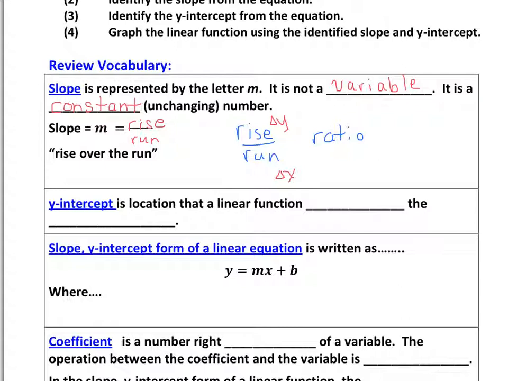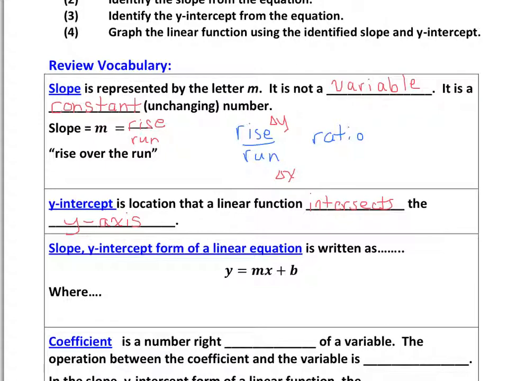And we've also already talked about y-intercept. Y-intercept is the location that a linear function intersects, or if you don't like that word, you can say crosses, the y-axis. And if you recall, we also have an x-intercept, which would be a point location where the function crosses or intersects the x-axis.